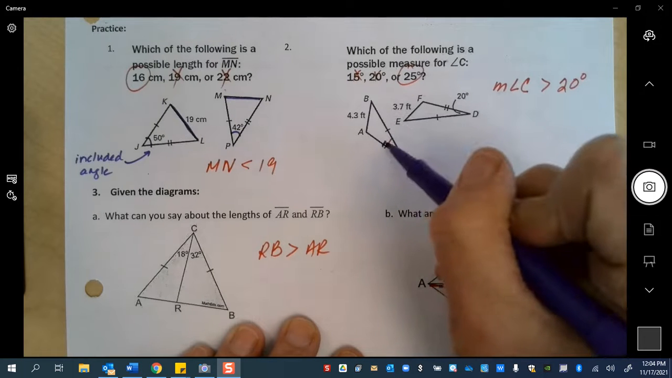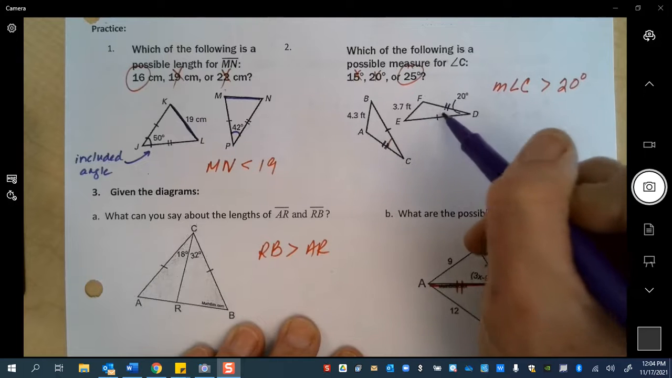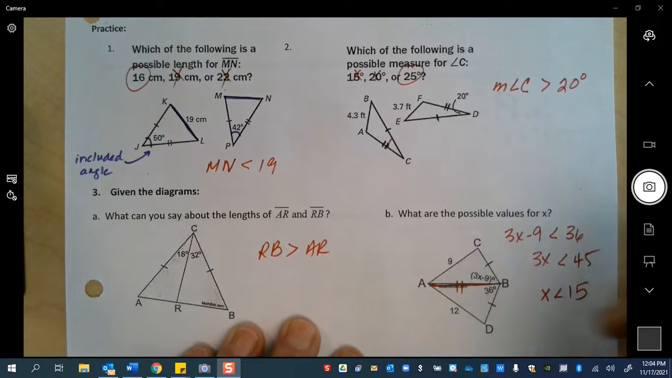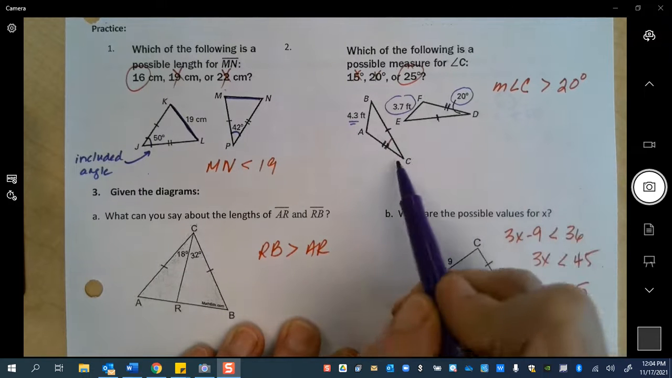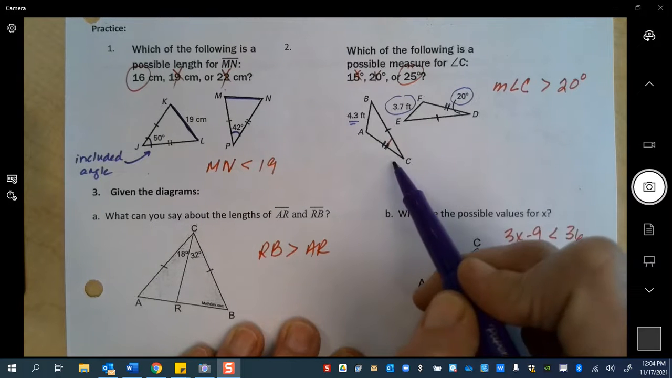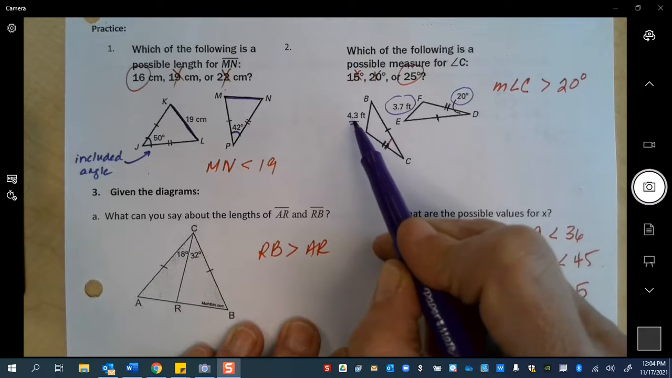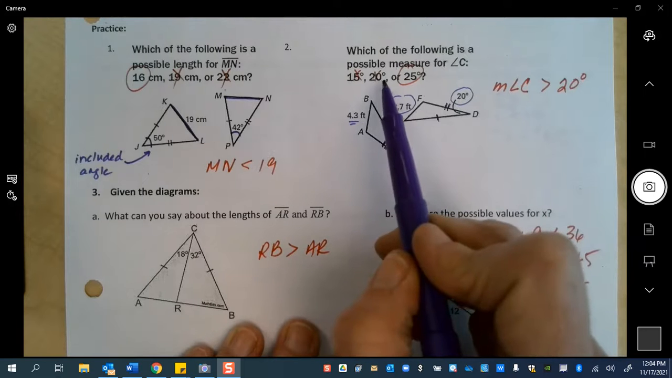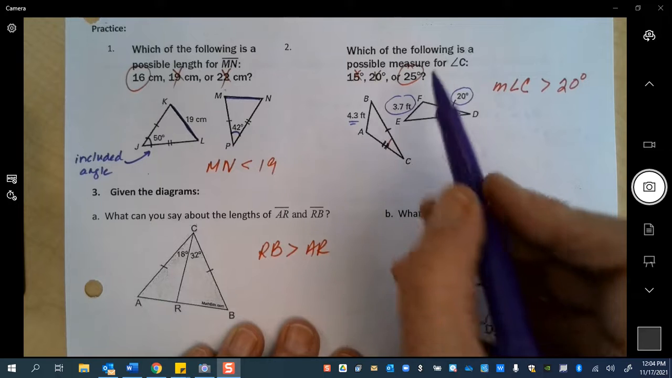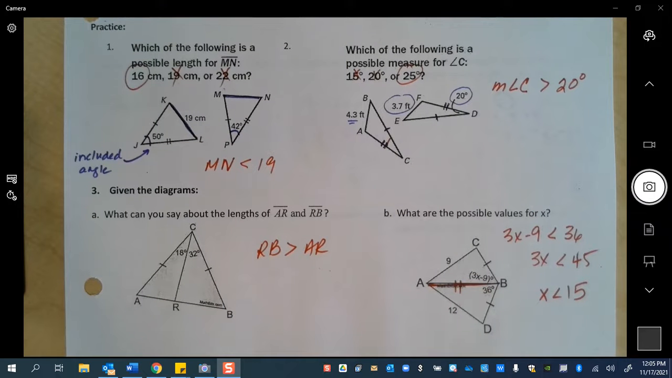Because I see these two congruent sides, and I have this 20-degree angle here, because this value is smaller than this value, I know that C has to be bigger. The angle opposite the larger side has to be bigger. Therefore, C can't be 20. It's got to be bigger than 20, which makes it 25. What can you say about the lengths of AR and RB? The distance from R to B has to be bigger.